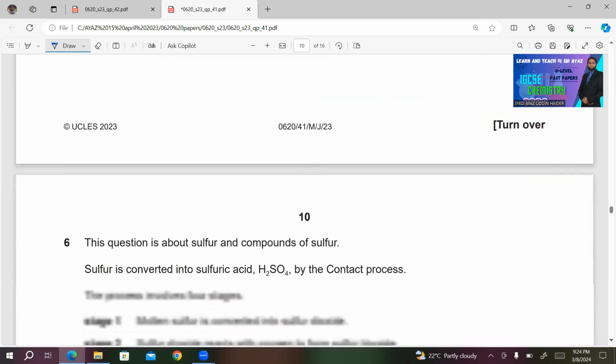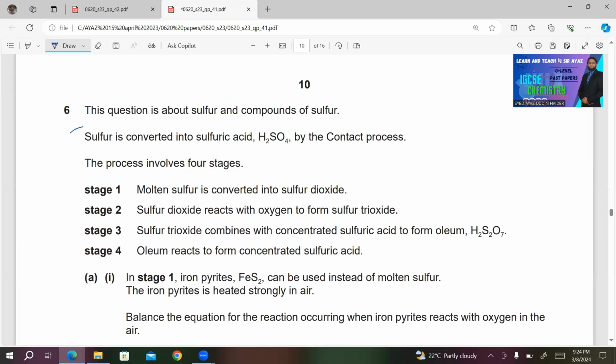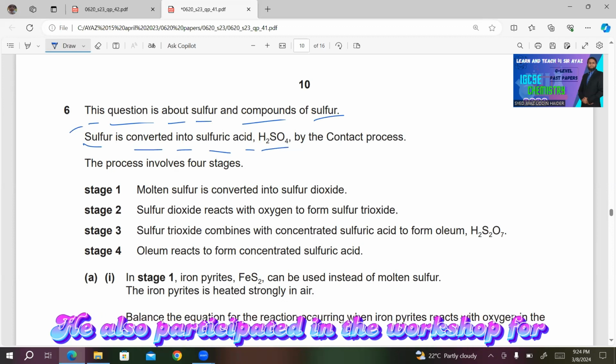Moving to next question. Question number 6. This question is about sulfur and compounds of sulfur. Sulfur is converted into sulfuric acid, H2SO4, by the contact process. The process involves 4 stages.